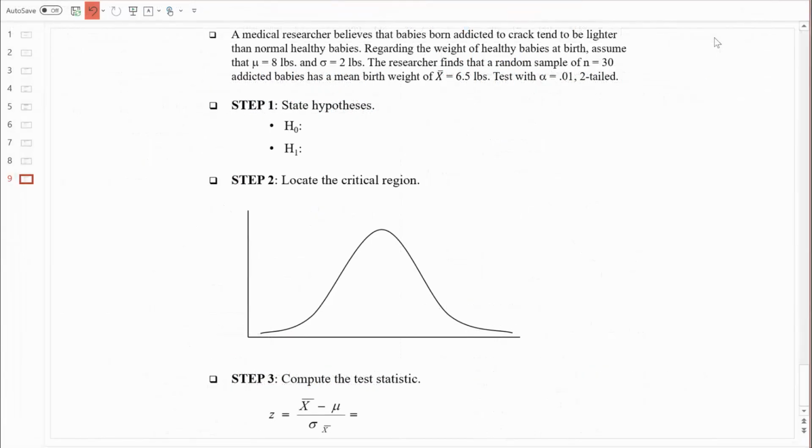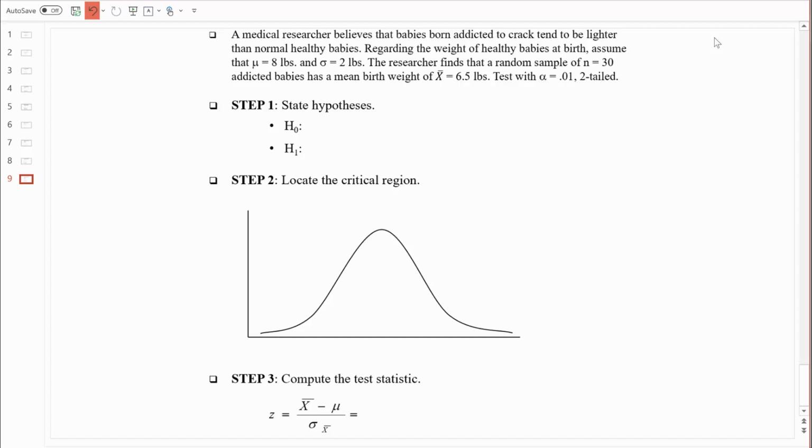Let's see what we're dealing with. It says a medical researcher believes that babies born addicted to crack tend to be lighter than normal healthy babies. Remember, everything that we know right now, at some point, someone had to discover it. And at one point in history, when there was a crack epidemic, people were born addicted to crack because their mothers were addicted to crack.